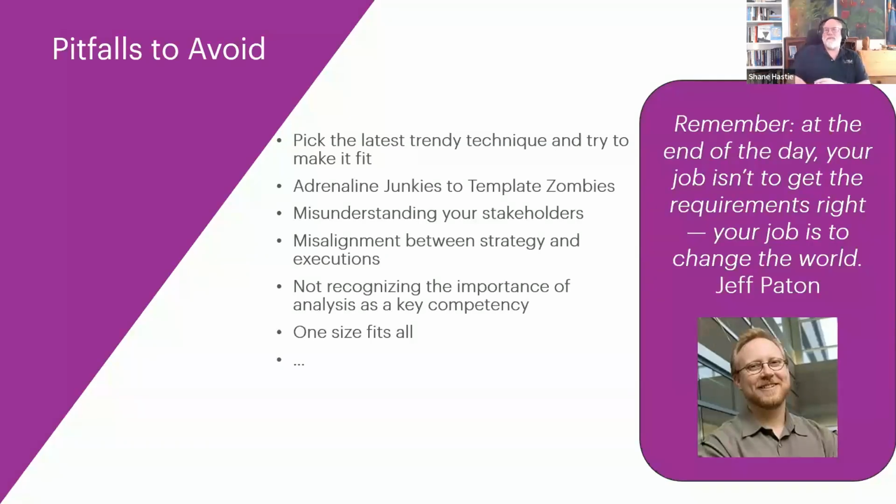There's the book by the authors of the Atlantic Systems Guild, Adrenaline Junkies to Template Zombies. 26, and they got one for every letter of the alphabet, 26 common mistakes that they have seen in professional analysis. Misunderstanding your stakeholders, missing key stakeholders, making assumptions, the misalignment between strategy and execution, so common. Not thinking about analysis as a key competency. It's, yeah, anyone can do that. And of course, the one size fits all thinking.